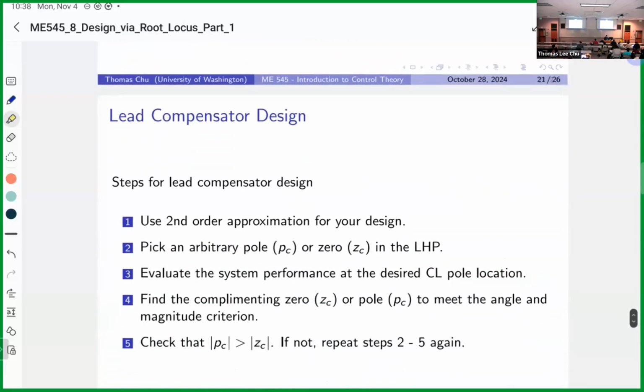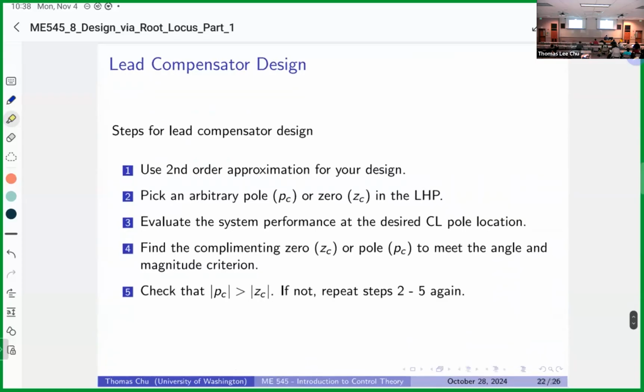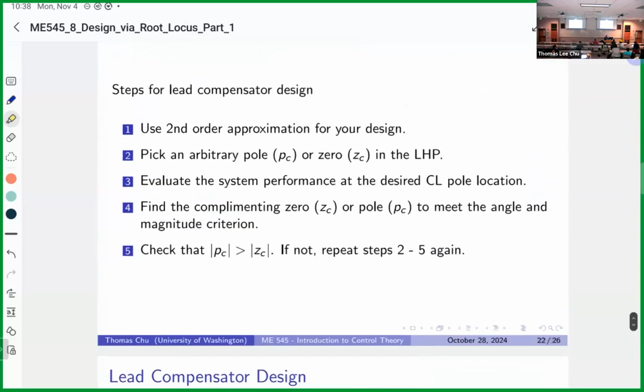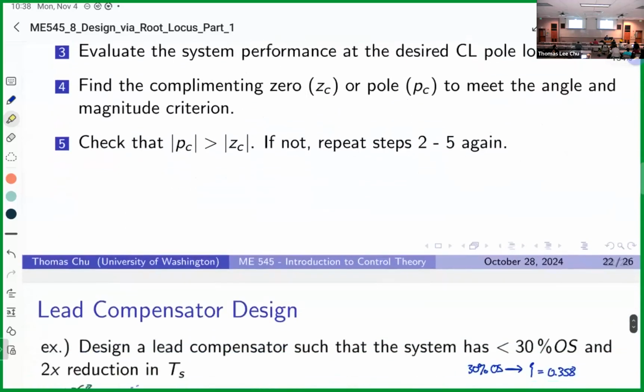We talked briefly about the design process. The main difference between this and the PD controller design is that we arbitrarily pick a pole location or a zero location, and then we use the angle criteria to pick the complementing pole or zero to meet the angle magnitude criteria. And a little bit of it is luck for our pole to be greater than the zero. I'm not a huge fan of this design because you rely a little bit on luck.